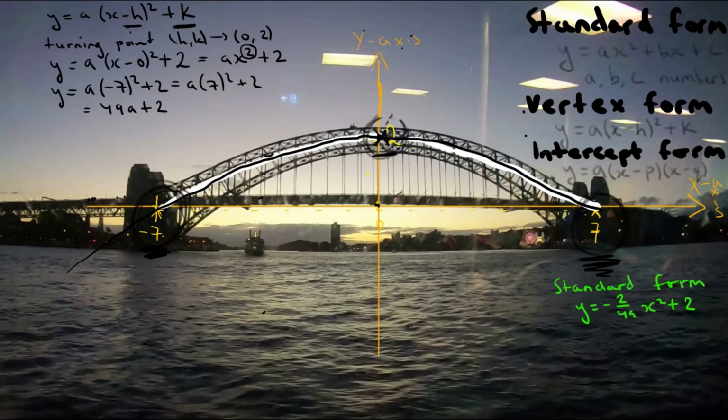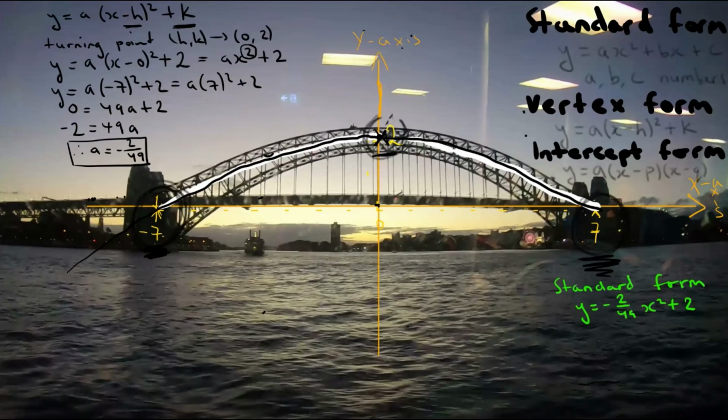And when x is 7 or when x is minus 7, what is the y? It's along the x-axis, therefore the y is 0. So actually this is 0. Therefore we want to solve for a, so we take 2 to the other side. We have minus 2 is equal to 49a, and therefore a is equal to minus 2 over 49. All right, so we have found our a, and our h and k we knew.